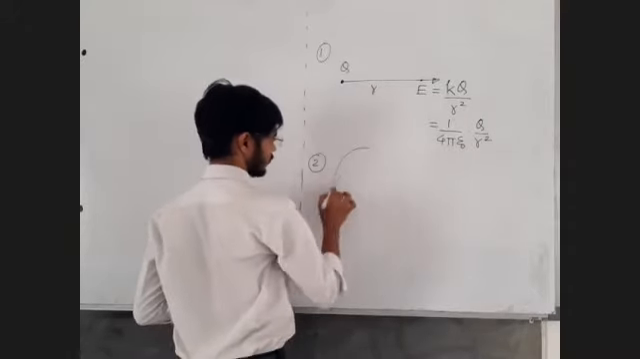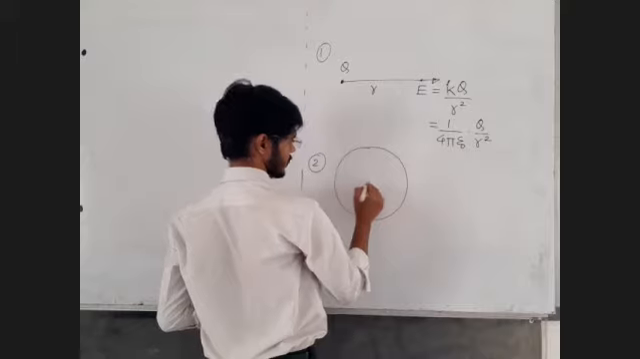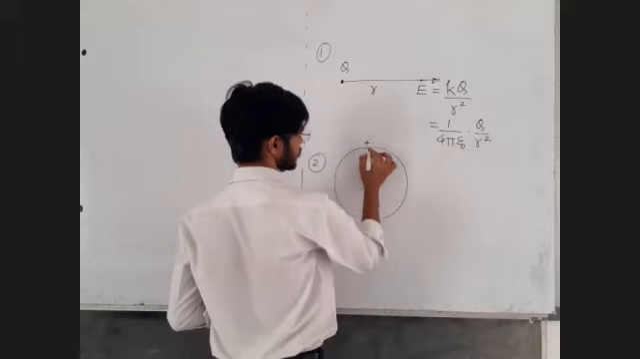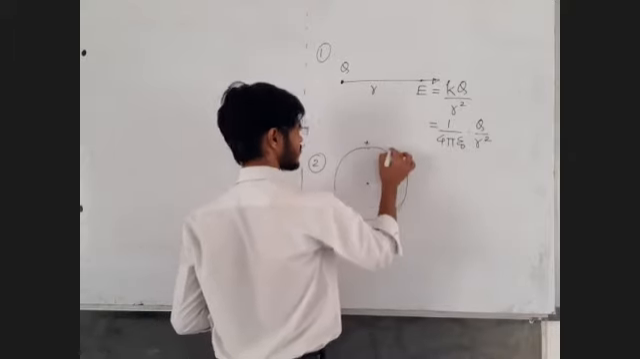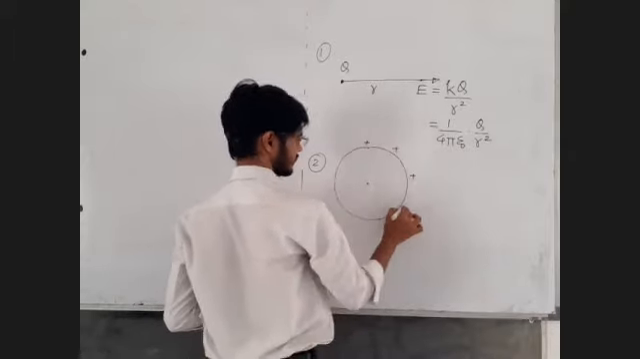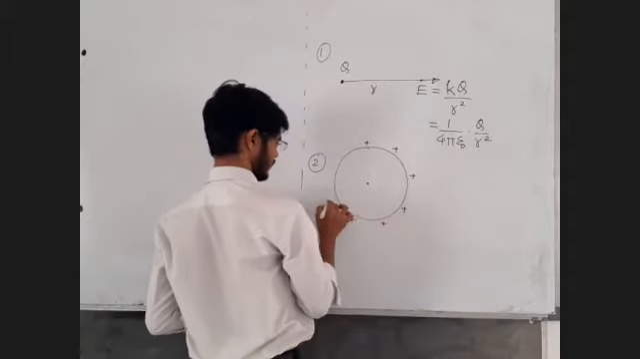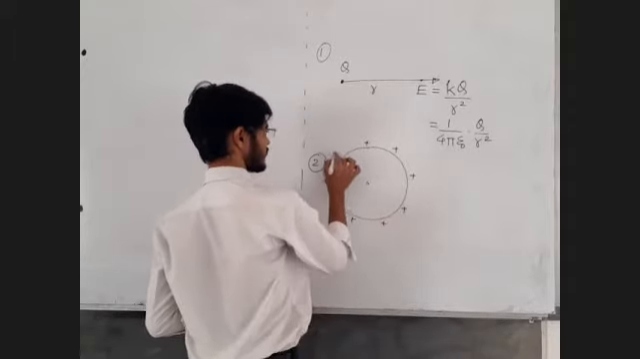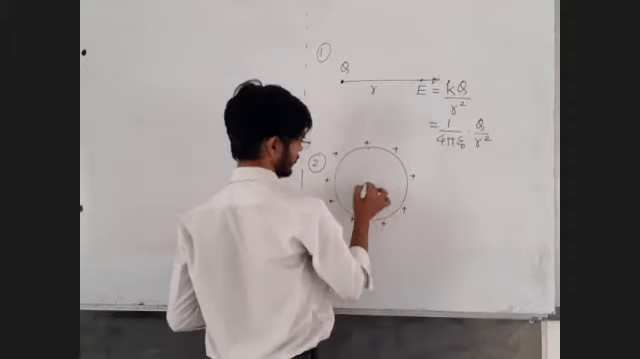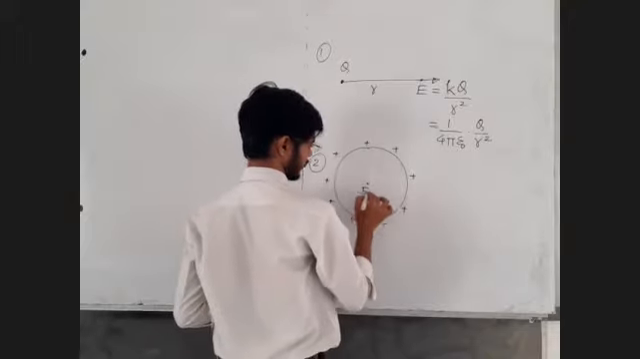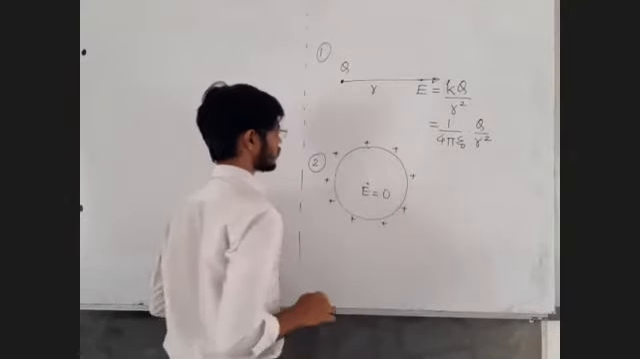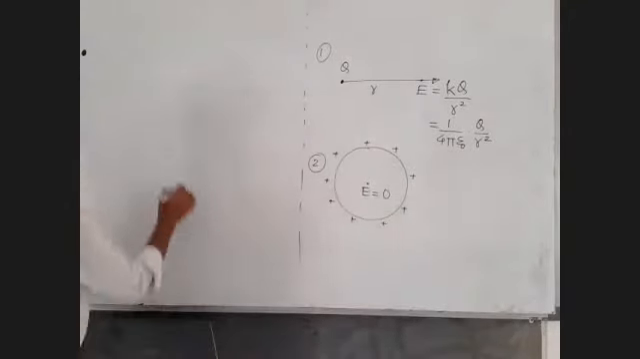Electric field at the center of the ring. Symmetrical object, symmetry exists. Let the ring be positively charged or negatively charged, doesn't matter. Net field at the center, because of the symmetry. If the symmetry exists around a given point, then the net electric field at that point must be equal to 0.